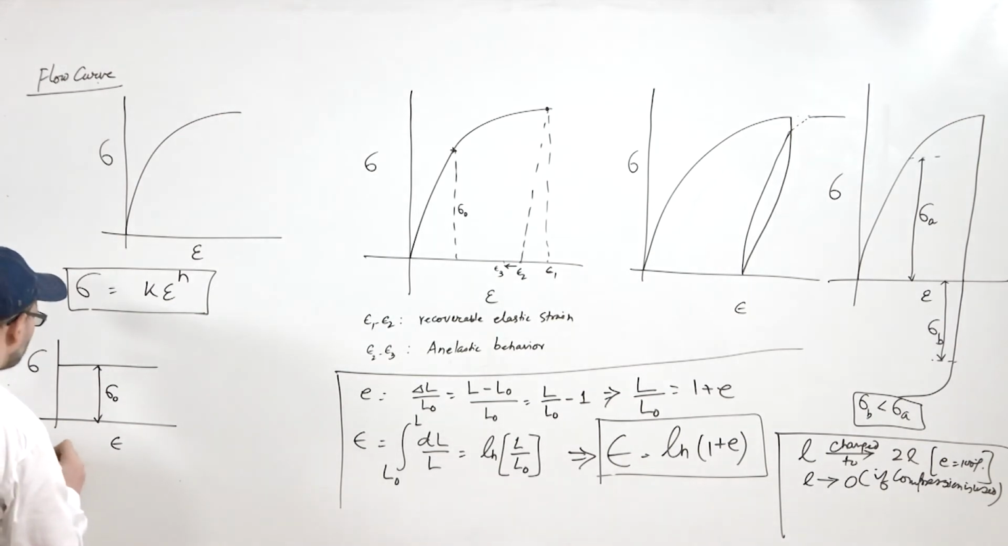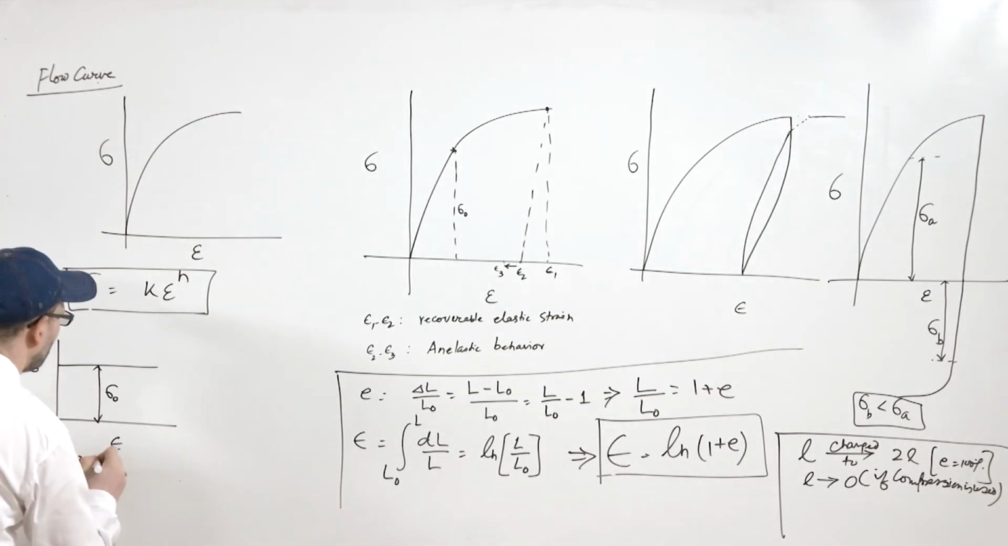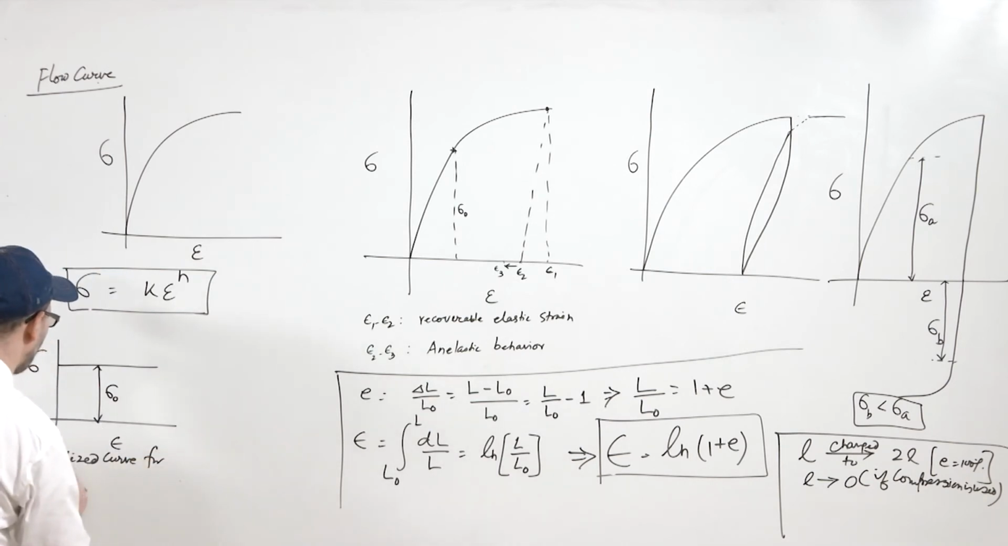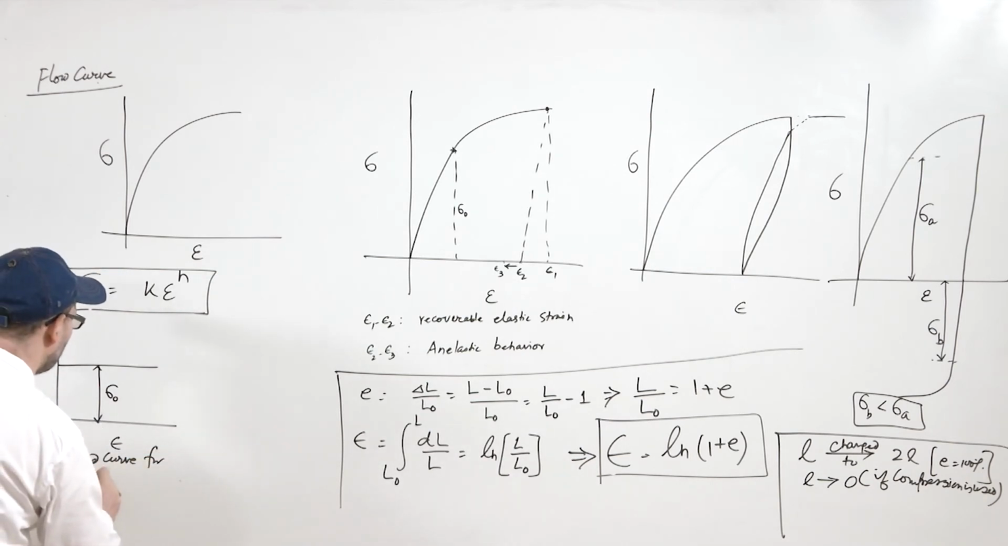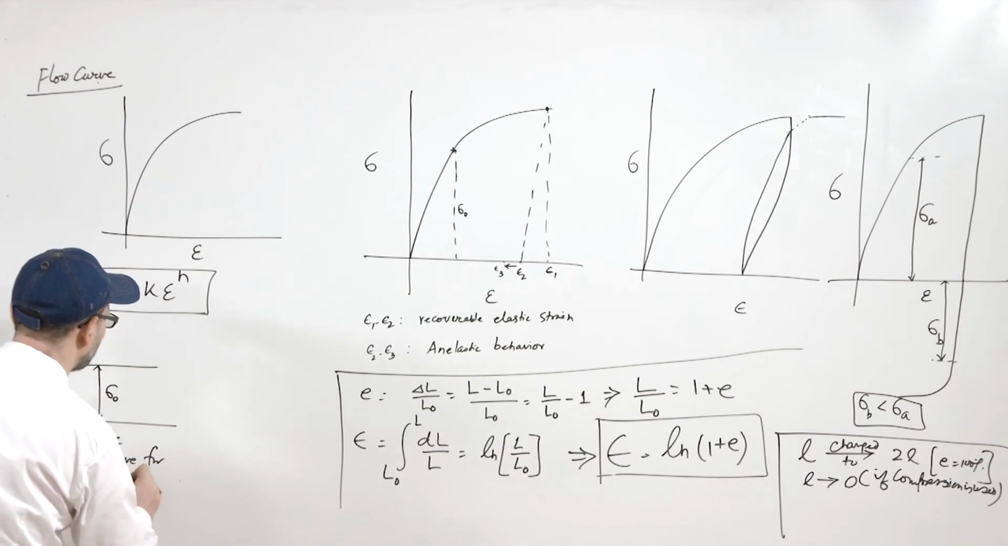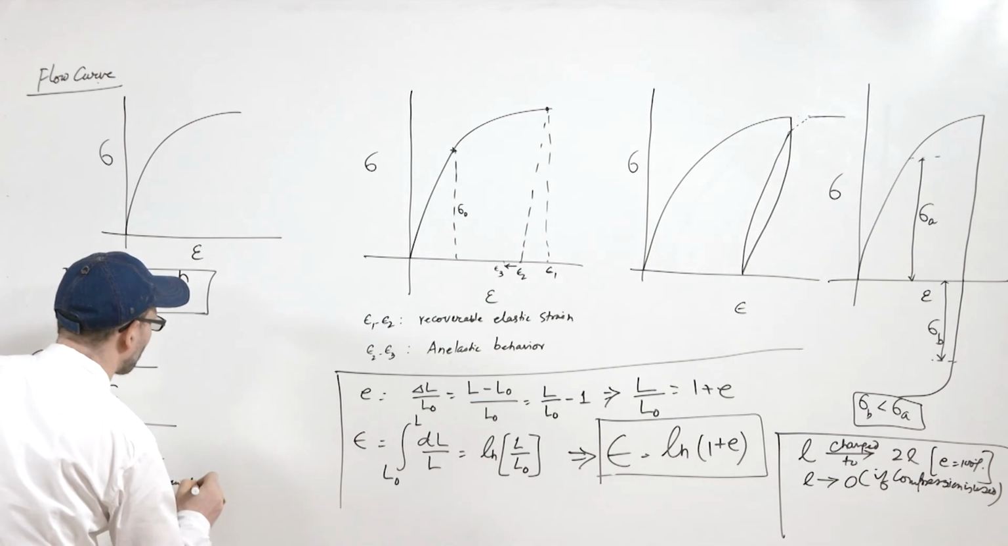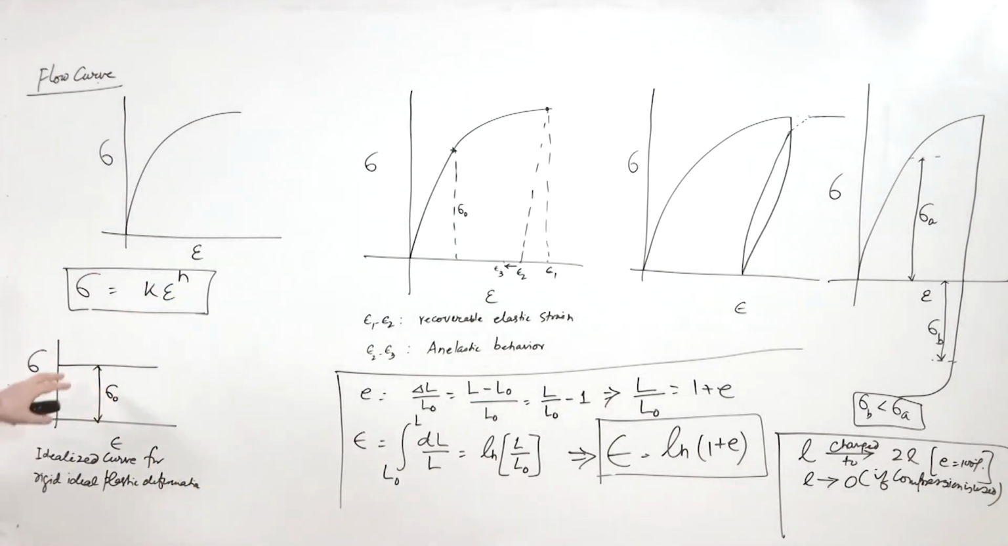So, the idealized curve for rigid ideal plastic deformation. There is no deformation till this point, but once the stress value reaches this value, then there will be ideal plastic deformation.